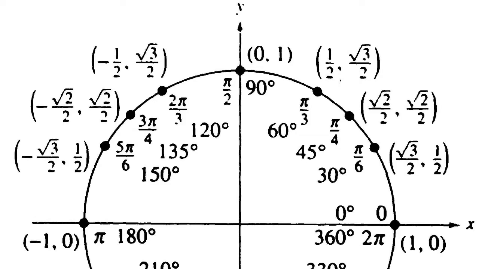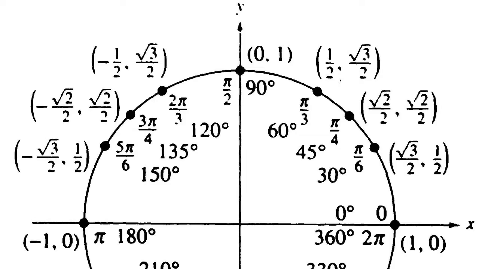Therefore, thinking about SOHCAHTOA, the right angle trig, sine is opposite over hypotenuse. In this case, that would be 1/2 divided by 1. That would just be 1/2. Cosine is adjacent over hypotenuse. That would be square root of 3 over 2 over 1, or just the square root of 3 over 2. So at that point, the cosine of that angle is just the x value, and the y value gives you the sine value of that angle.